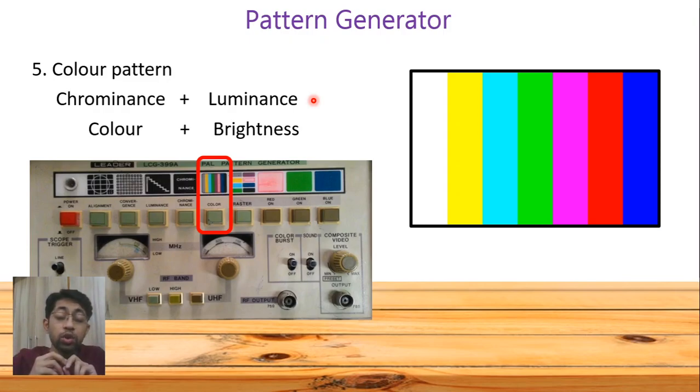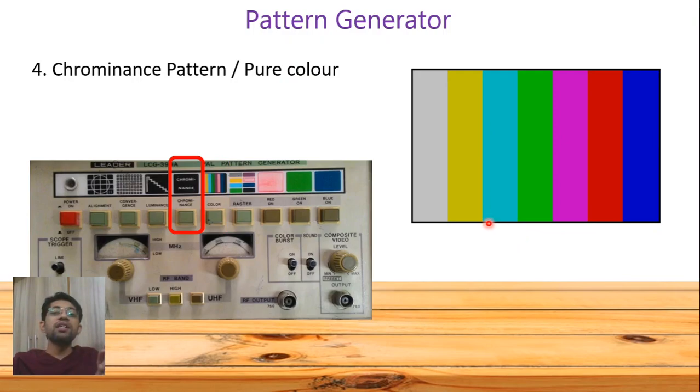Now I want to show you the difference between the color signal and the pure color signal. In the color signal, there is a presence of color plus brightness, but in the pure color signal there is an absence of brightness. So here on the screen, this signal is pure color plus brightness. Now let me show you the pure color signal, that is, the signal without brightness. Here you can see this one is a pure color signal with absence of brightness.